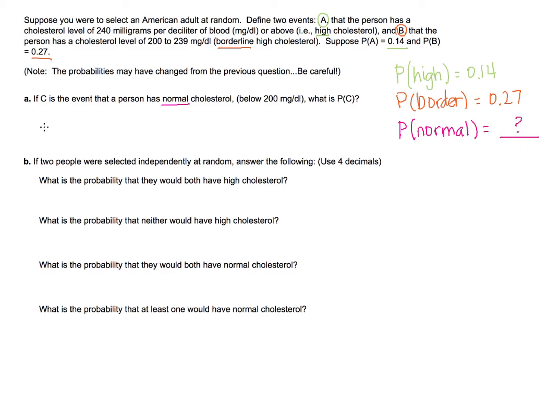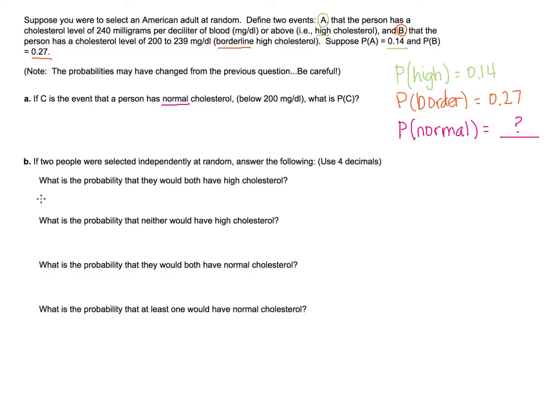So consider, we have three options available here: somebody can have either high cholesterol, be borderline, or have normal cholesterol, and we have two values, everything needs to add up to a certain number. That should give you a clue for how you can find your normal value. So once you find that, you can answer A, and then we'll jump down and dive into question B.